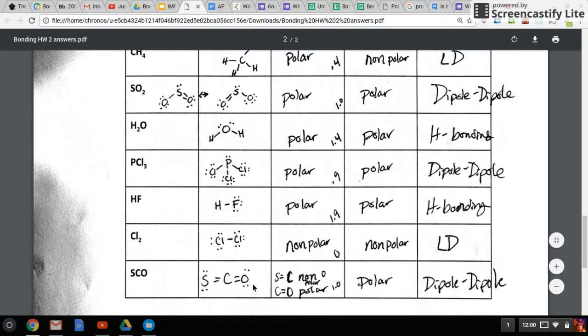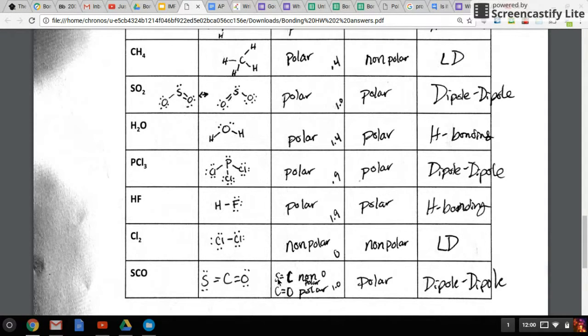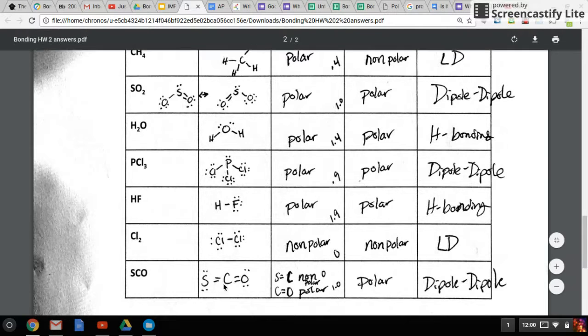SCO ends up looking like this, very similar to the structure we had at the very beginning of this problem. The sulfur-carbon bond is nonpolar and has no electronegativity difference between those atoms, but the CO bond is polar, and quite a bit so. That means that oxygen's going to be pulling on the electrons not only from carbon but also from sulfur, resulting in a polar molecule overall. This would have dipole-dipole interactions.